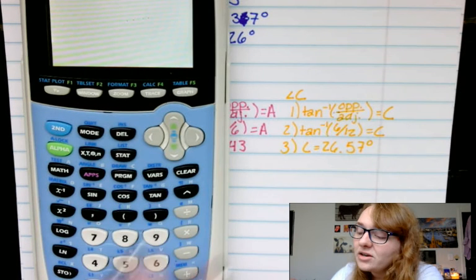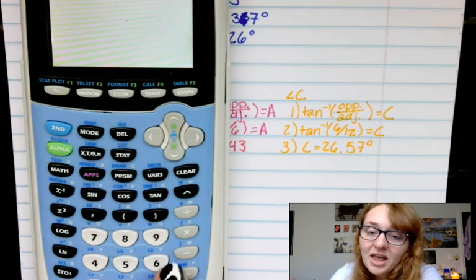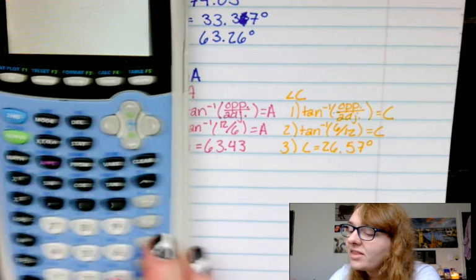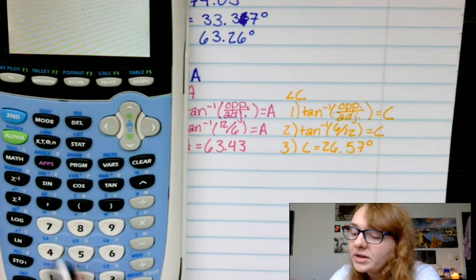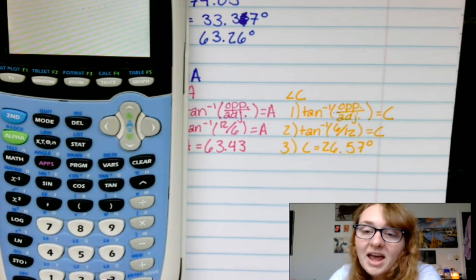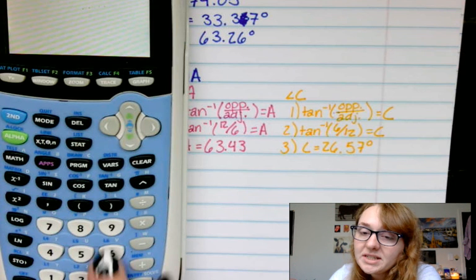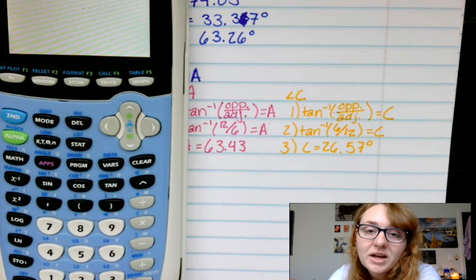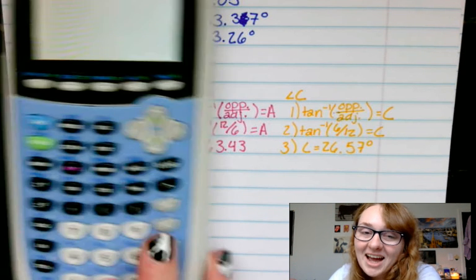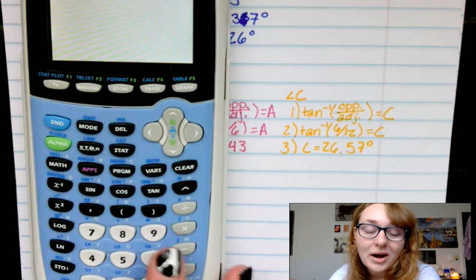All right, and here is the cool part. If we take the 90 degrees from angle B, and we add the angle of A that we found, which was 63.43, and we add that 26.57, we're going to get 180 exactly. And that's a great way to check that we are rounding correctly.